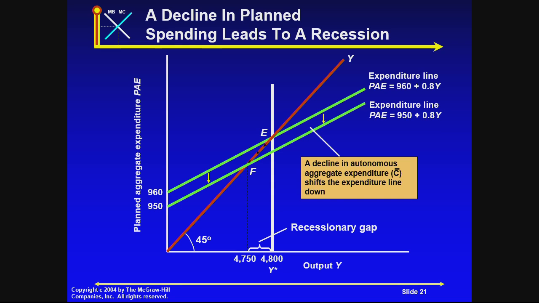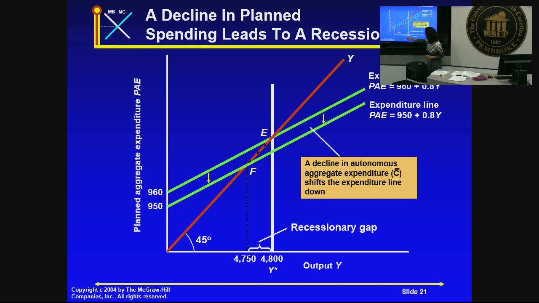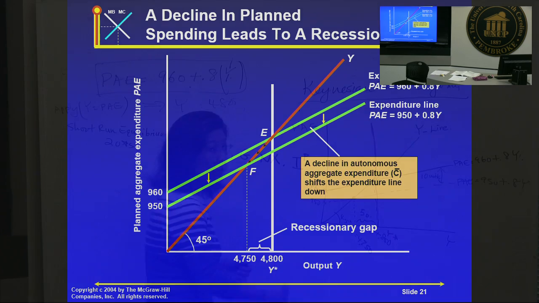Okay, so anyway, now you can see that when you drop that PAE line down by 10 units, your equilibrium or your output goes down by 50 units. 4750 to, how do we get there? We'll get to that in just a second. Let's just say 4750. And what's the difference here? 50? Okay, very good.